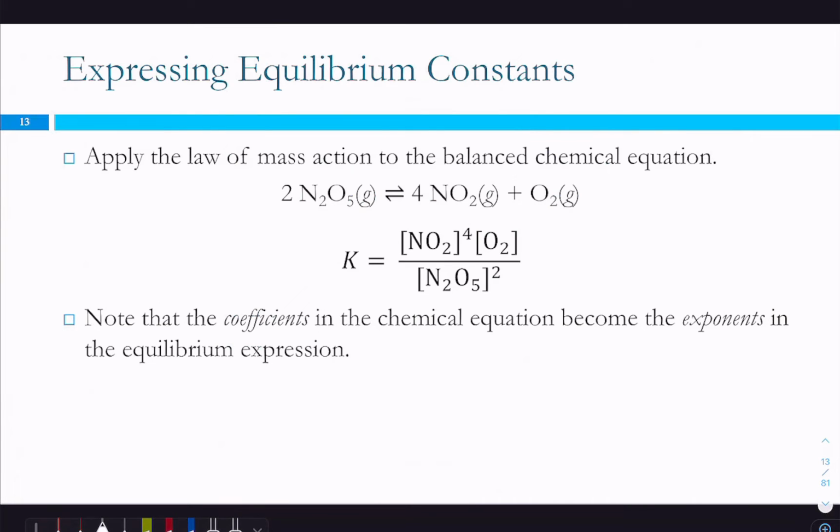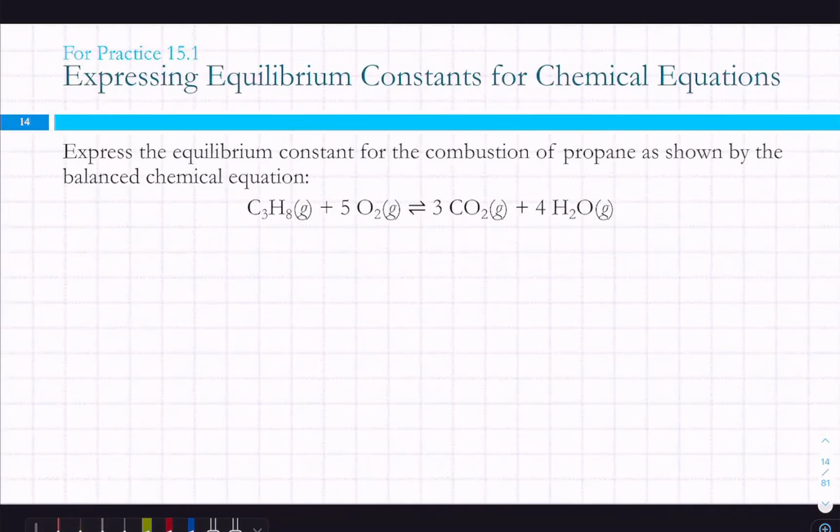So we apply the law of mass action to this balanced chemical equation. Again, the coefficients become the exponents. And we've got dinitrogen pentaoxide raised to the second, nitrogen dioxide raised to the fourth, oxygen raised to the first. So how do we express the equilibrium constant for the combustion of propane as shown by the balanced chemical equation given here? Go ahead and take a minute, write it down.